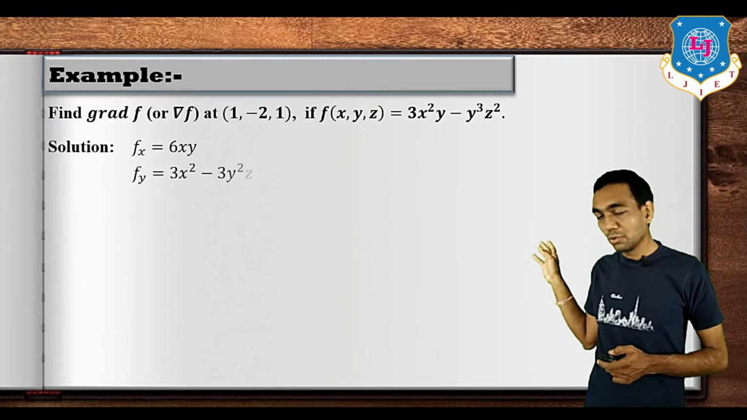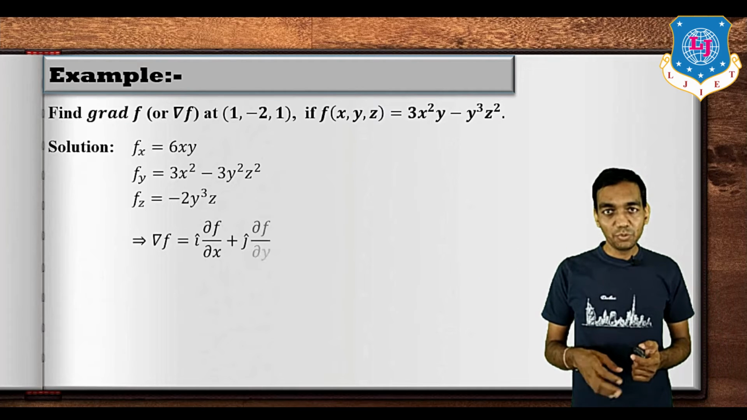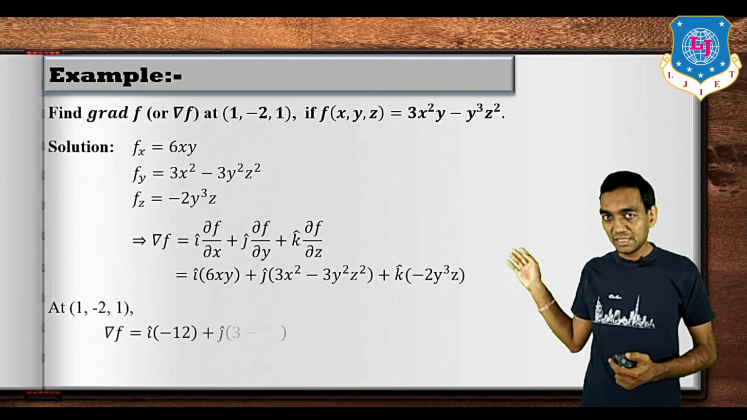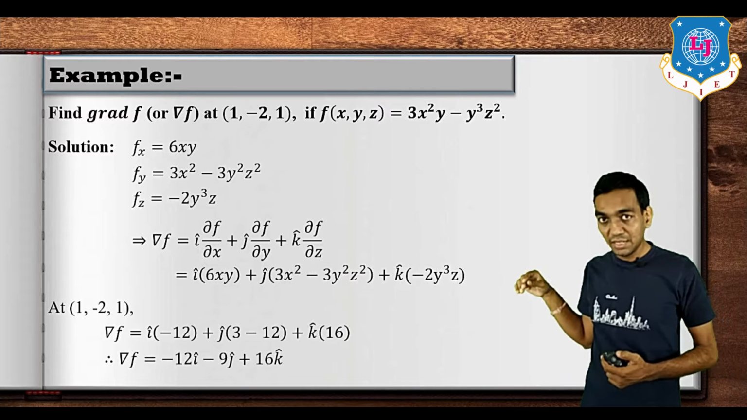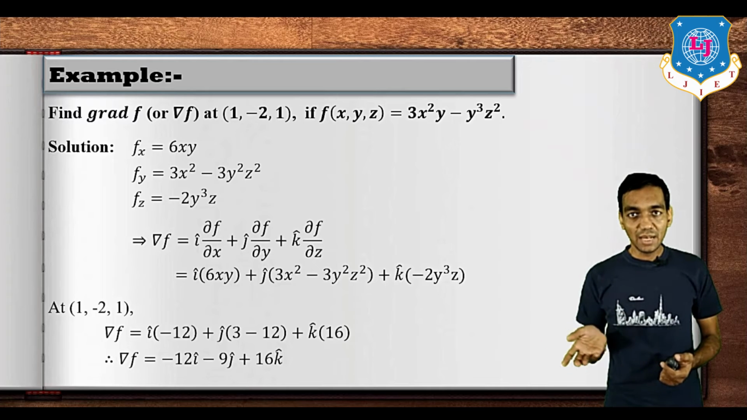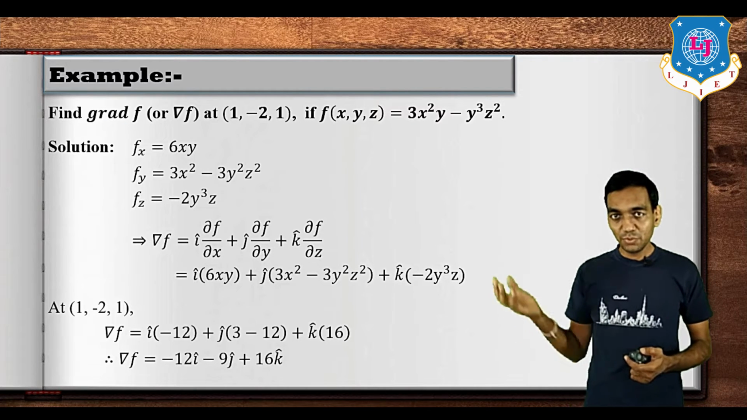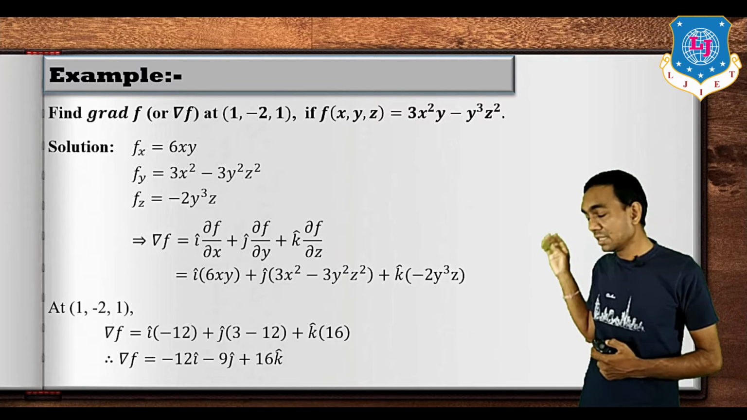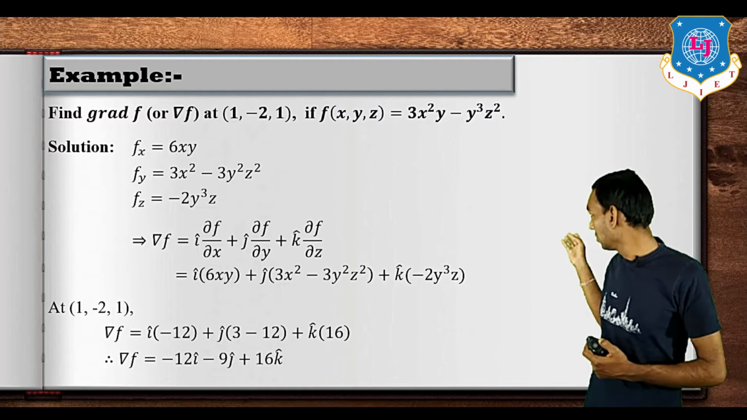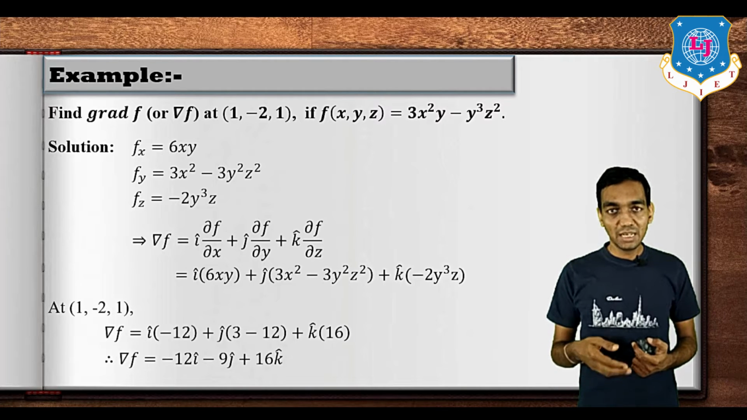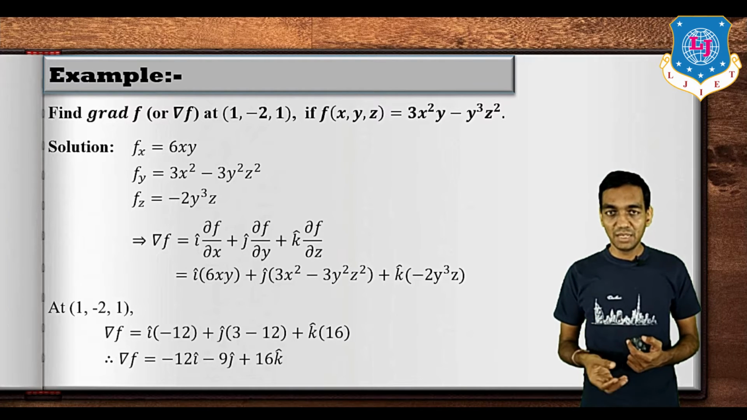Find grad f or nabla f at the point (1, -2, 1) if f(x, y, z) is equal to 3x²y minus y³z². Okay. So first of all, your function is 3x²y minus y³z². So for the gradient, first we have to find out del f by del x, del f by del y, and del f by del z.